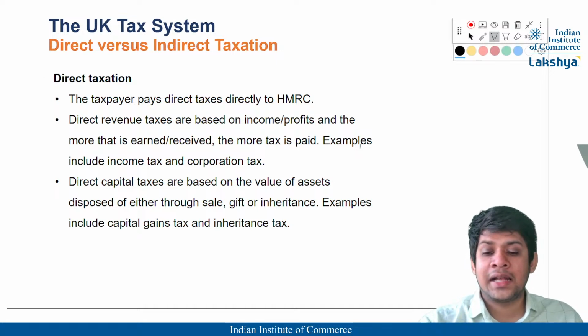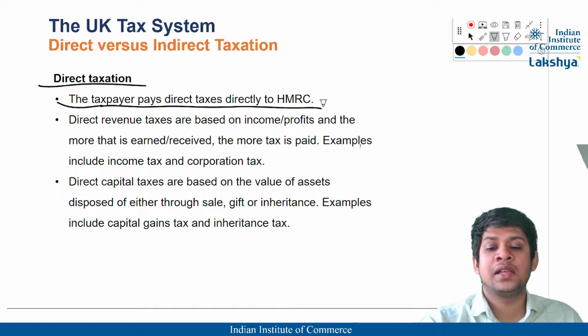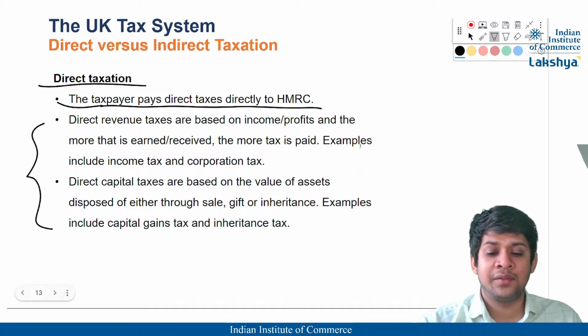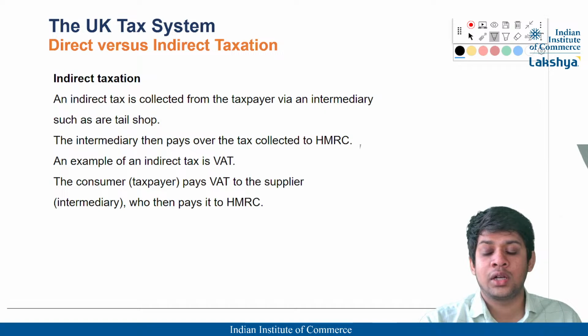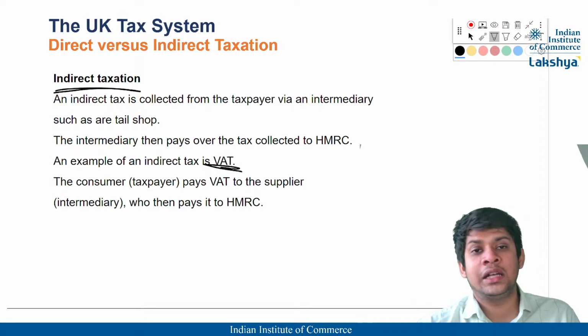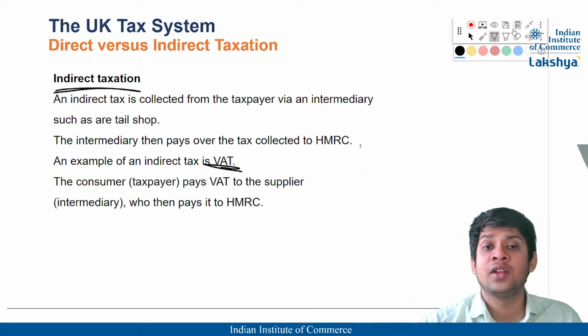So as I told you, direct taxation, it is the taxpayer pays direct tax directly to HMRC, right? All these examples, I think we can ignore it because I've already explained you what it is. And indirect tax is your VAT, as I told you. I'm not directly paying it to HMRC, but indirectly the retailer pays to HMRC on my behalf because he has collected the amount of tax on the sale from me.